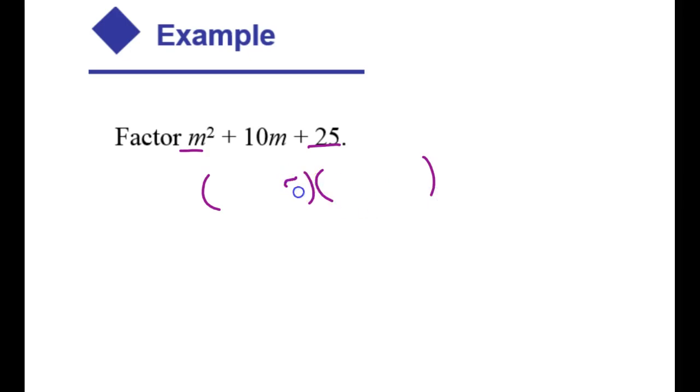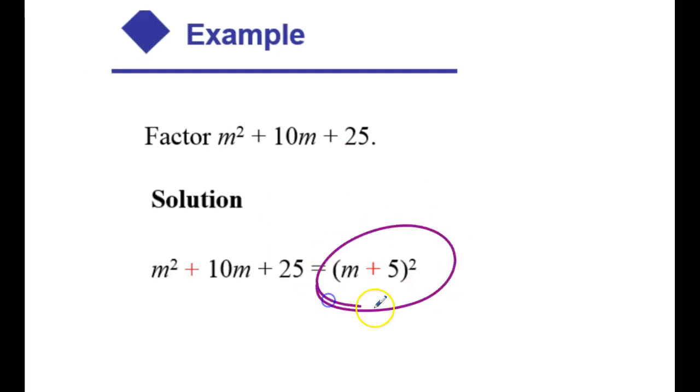So I'll try 5 and 5, and sure enough, factors of 25 that add up to 10 are 5 and 5. Signs are alike, they're both positive, and so we'll write this final answer as n plus 5 quantity squared. And that's what the author has as well.